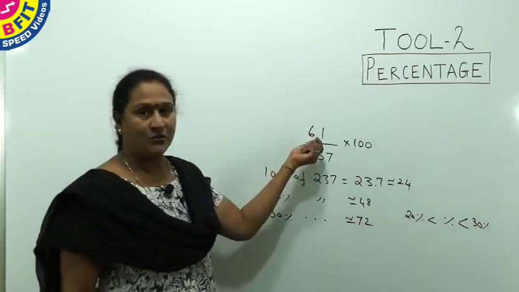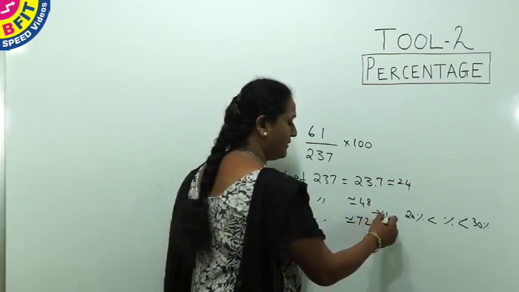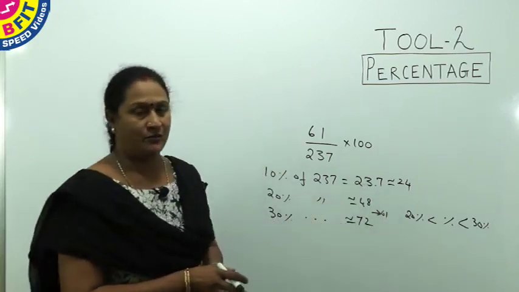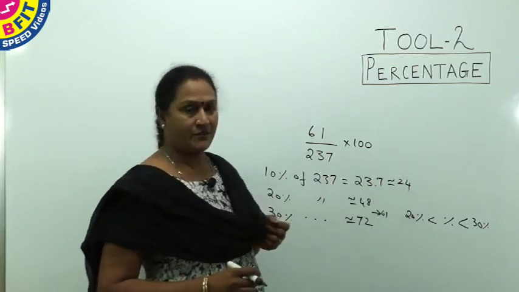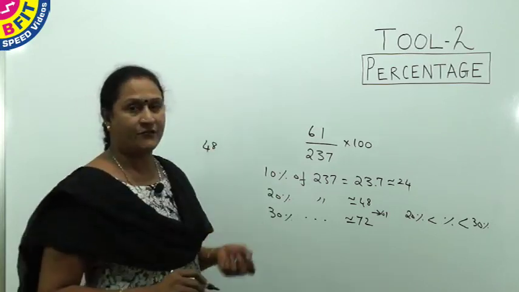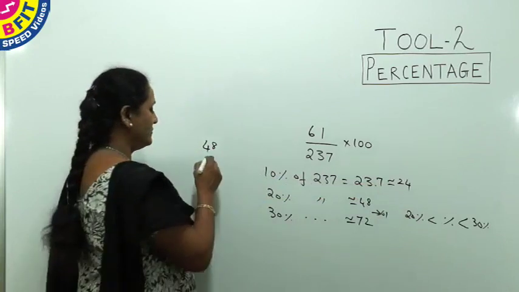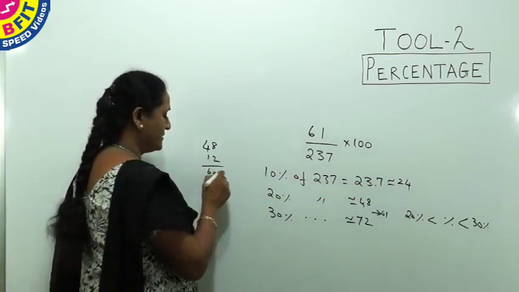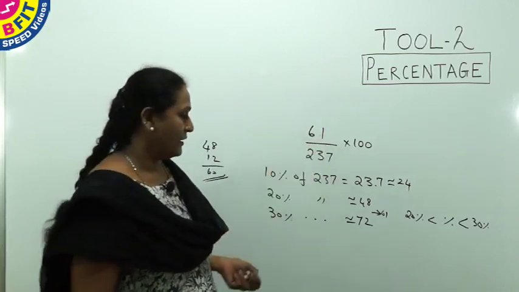And what is the value here? 61. So it is in between this 48 and 72. So we have approximately taken 10% as 24 and 20% is 48. So when you take half of 24, we'll have 5%, so half of 12 added, it is 60. So this is more than 60.